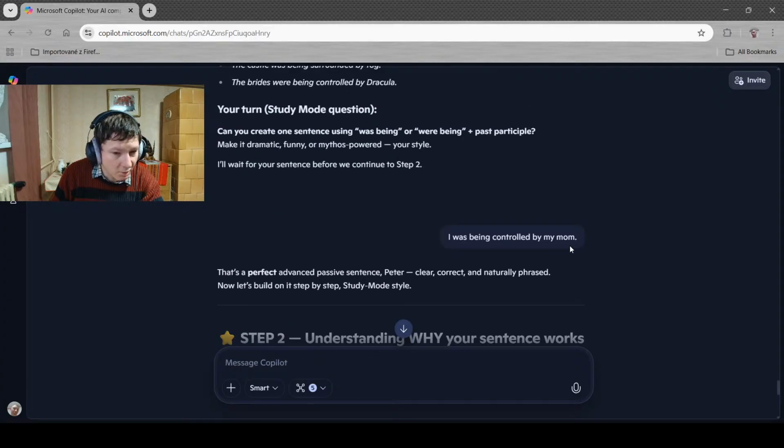I was being controlled by my mom. This is the example sentence. We can continue. That's a perfect advanced passive sentence, Peter. Clear, correct, and naturally phrased. Now let's build on it step by step.